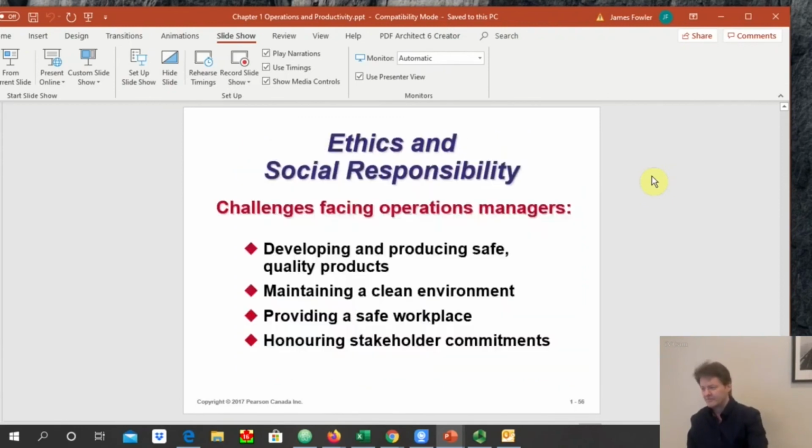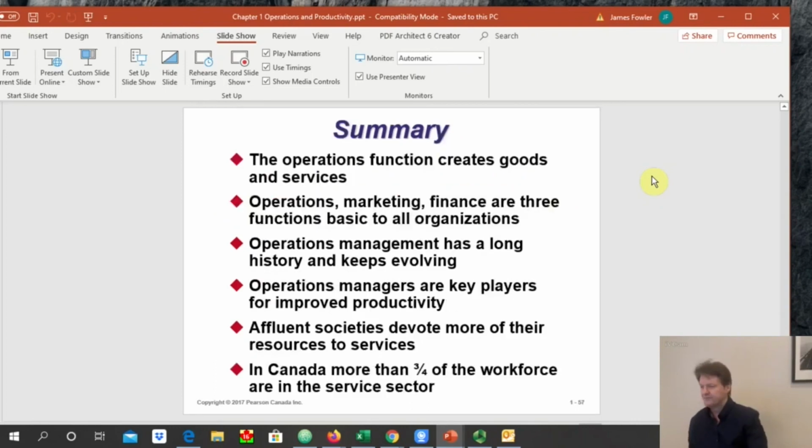Well done. Some ethics and social responsibility. Challenges facing the operations manager: developing and producing safe and quality products, maintaining a clean environment, providing a safe workplace, absolutely critical, and honoring stakeholder commitments. And then there's just a summary of some of the things that were covered in that chapter.